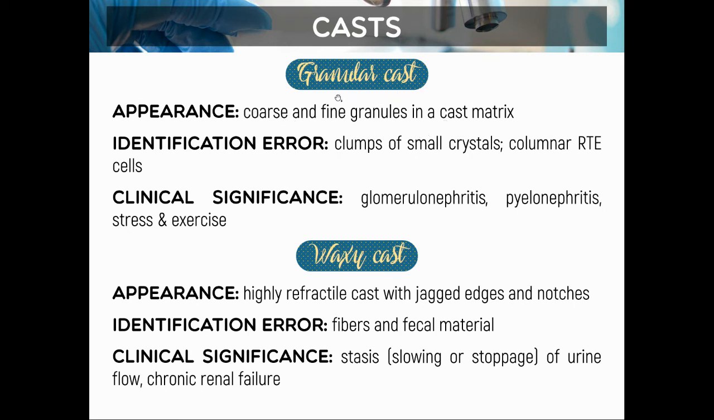Again, this is just a type of cast that has granules inside it. Another name, if you hear it, is the old type of cast, meaning the granular cast has granules because of the elements inside the cast. For example, WBC casts or RBC casts disintegrate over time and become granules, so it becomes a granular cast as the granules stay in the cast. The identification error is clumps of small crystals or columnar RTE cells because they may appear as granular. Clinical significance: glomerulonephritis, or inflammation or bleeding in the tubules, since an RBC cast disintegrated and became granules.